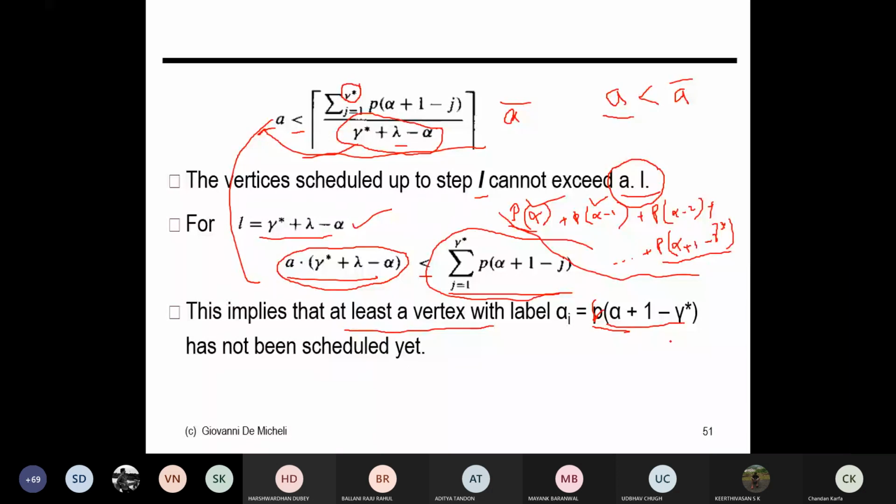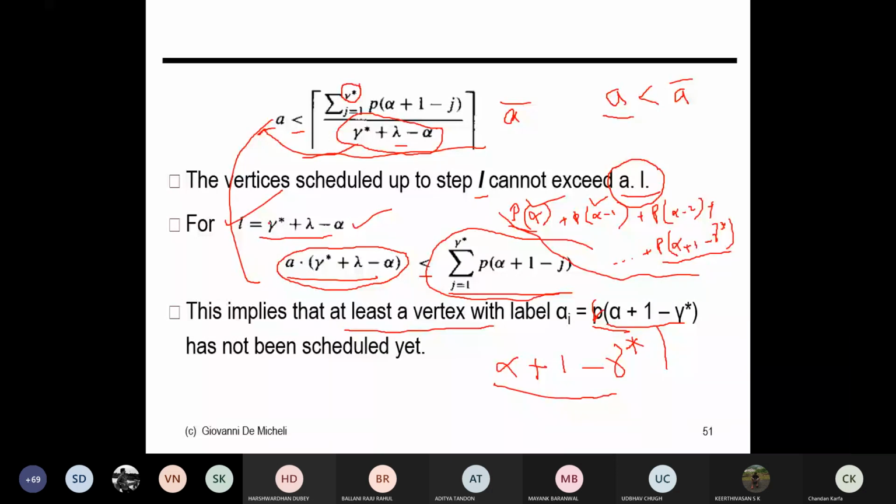Now to schedule the rest of the behavior, at least how many time steps are needed? Because this is a total length distance, and you cannot execute operations of two different levels in the same time step. So you need at least alpha plus 1 minus gamma star time steps still. I am in this time step, and I still need this number of time steps.